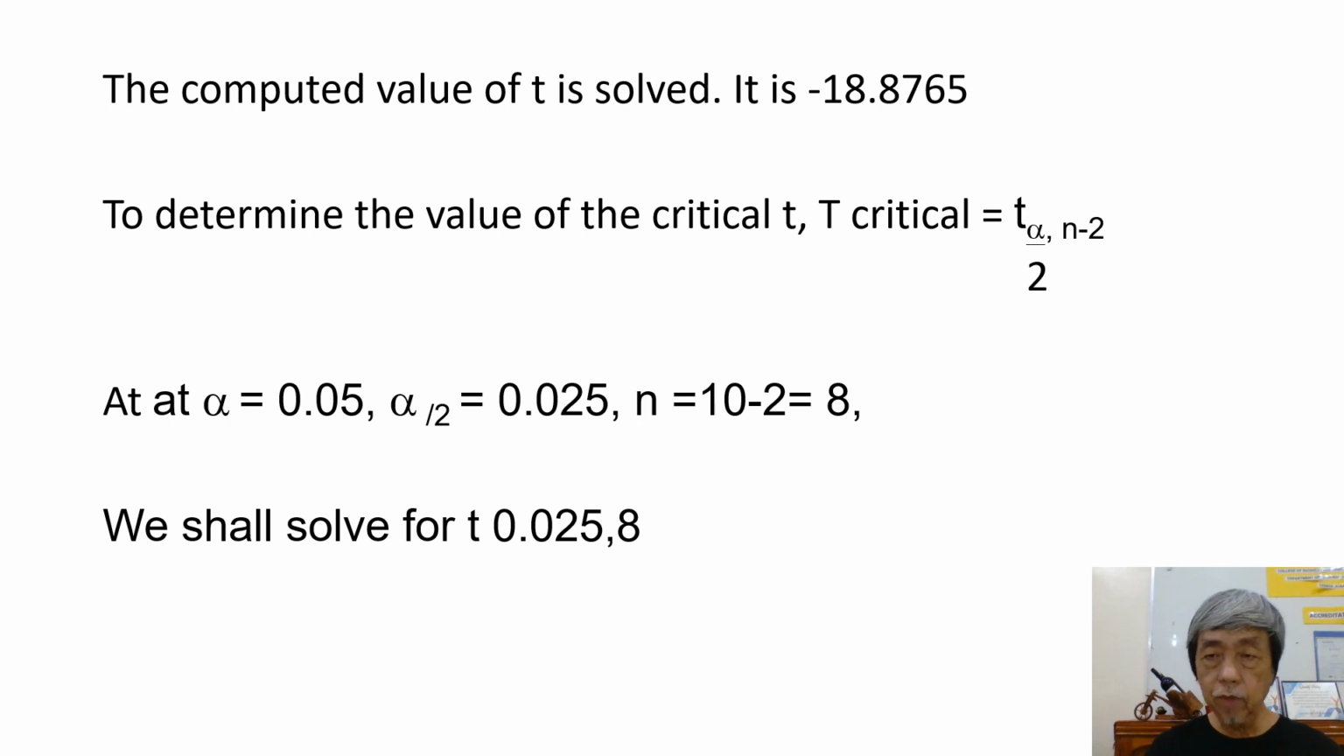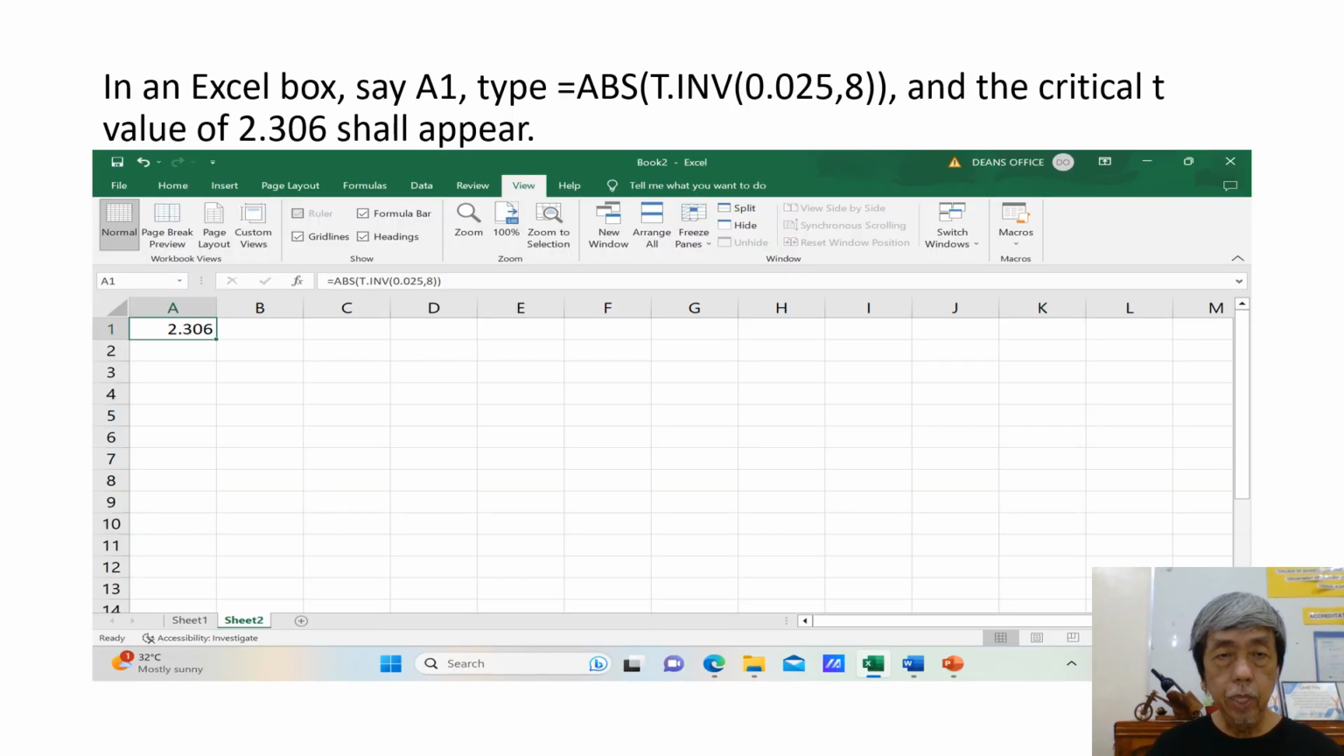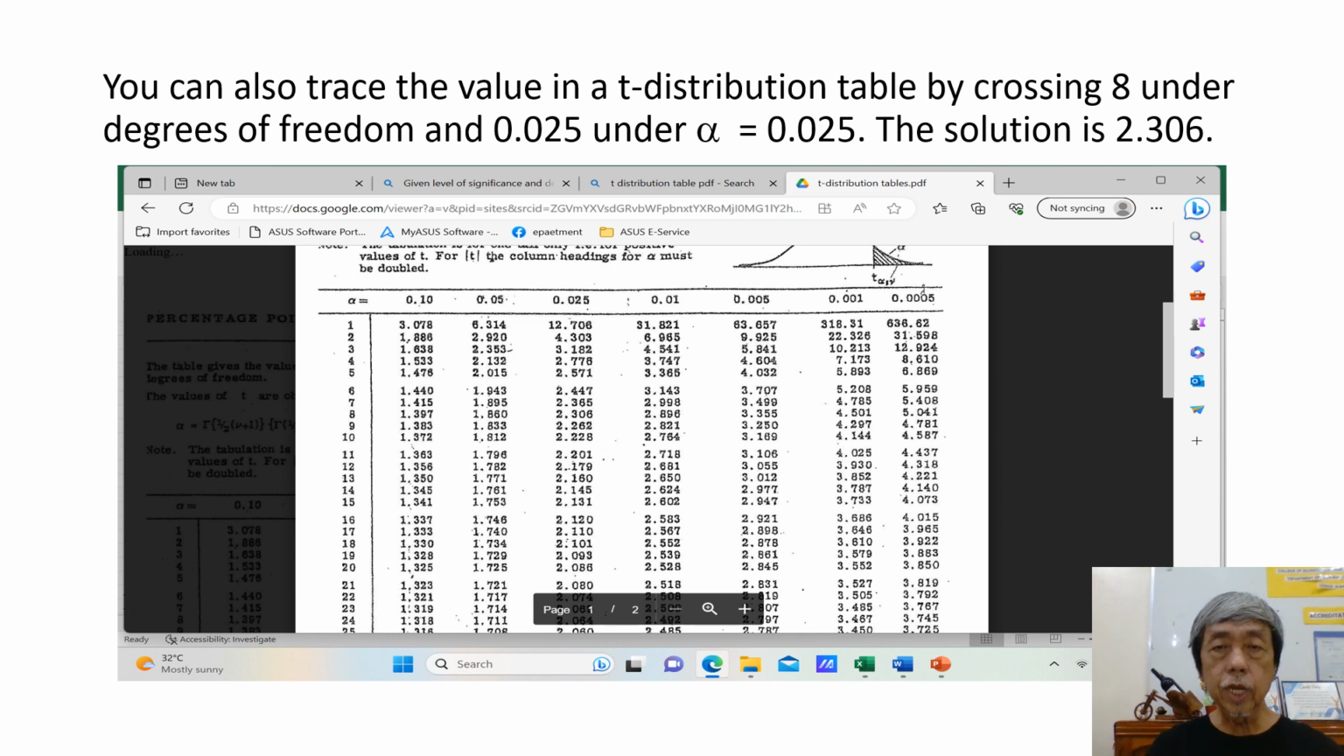To determine the value of the critical t, we have to divide 0.05 by 2 and determine the degrees of freedom. In an Excel box, say A1, type this command shown on the screen, and the critical t value of 2.306 shall appear. You can also trace the value in a t-distribution table by crossing 8 under degrees of freedom and 0.025 under alpha equals 0.025. The solution is also 2.306.